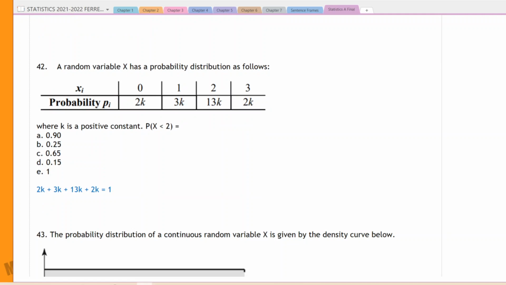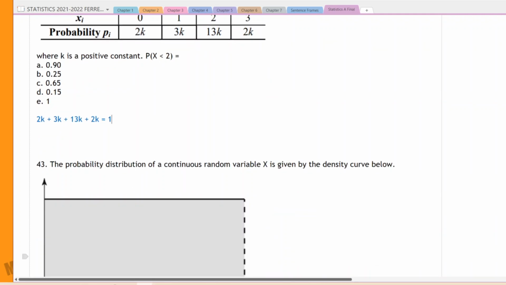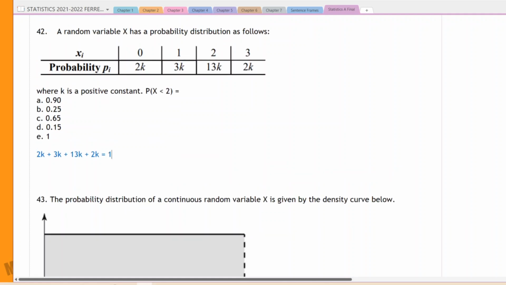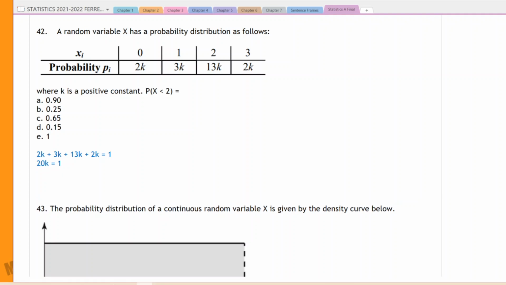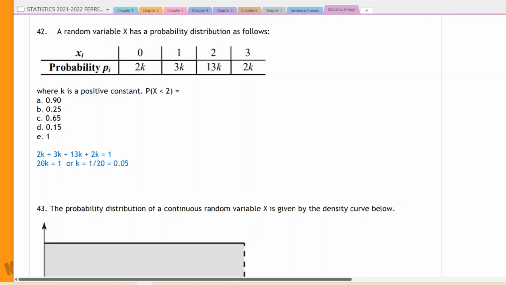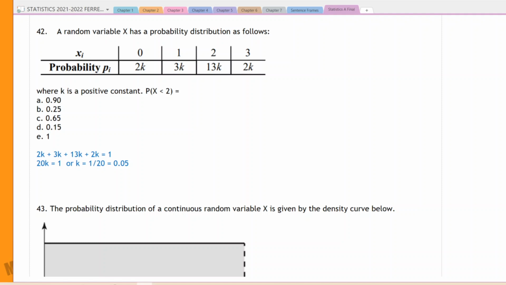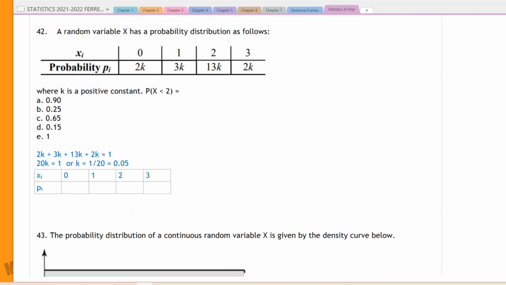So first off, all of these probabilities have to add up to the number 1, since a probability distribution has to add up to 100%. That gets me that 20k equals 1, or k equals 0.05. Now that we've done that, we can put together the rest of this probability distribution numerically. So with k equals 0.05, 2k is 0.10, 3k is 0.15, 13k is 0.65, and 2k again is 0.10.